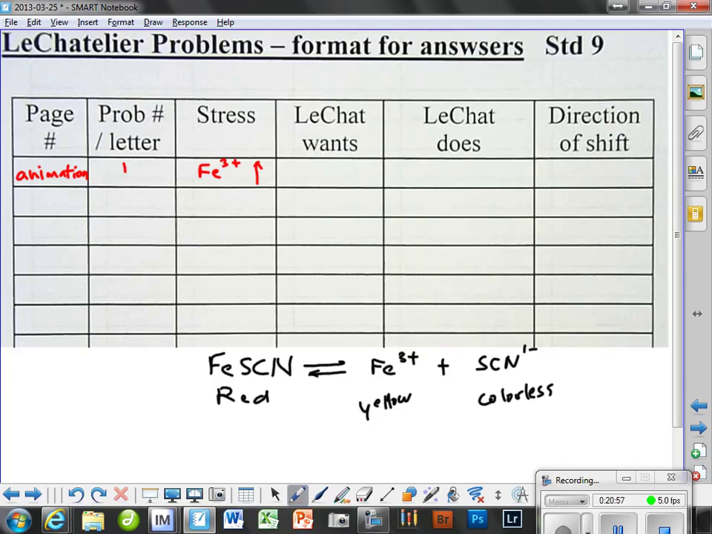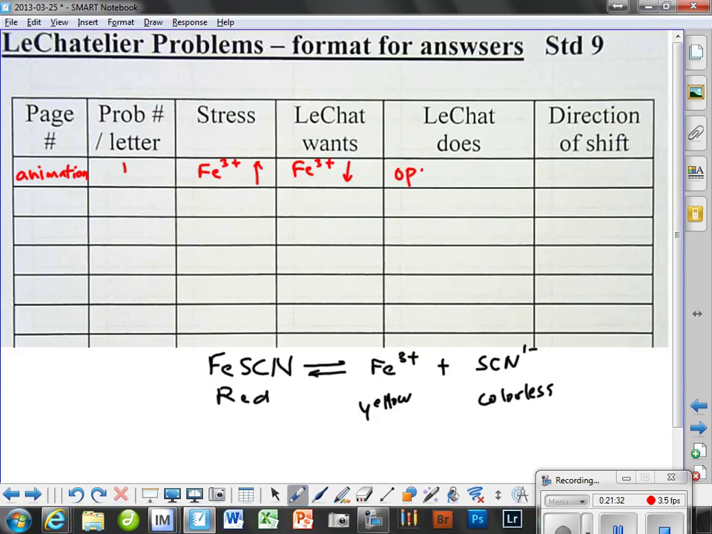What does Le Chatelier want to do? Fe3 plus, he wants to get it down. So what is he going to do? Is he going to move to the same side or the opposite side of the balanced equation? Which way is he going to shift? First of all, where is the Fe3? Right side. Okay? So if he wants to make less, if he wants to take it away, he's got to go to the opposite side.